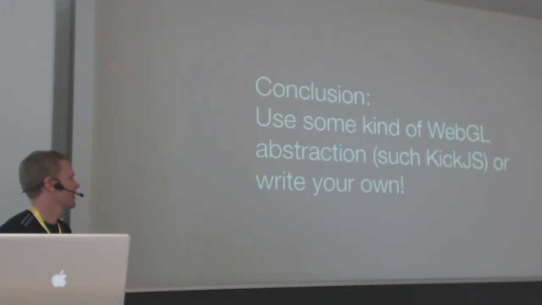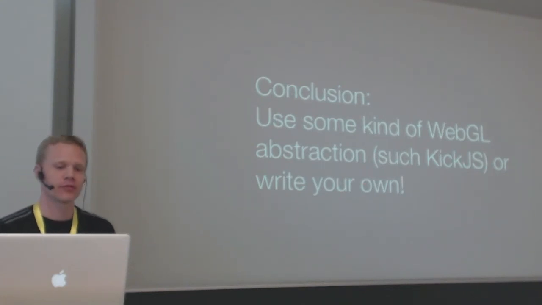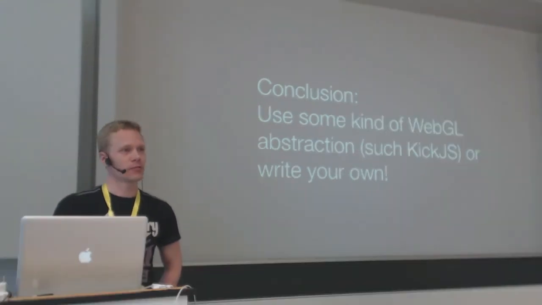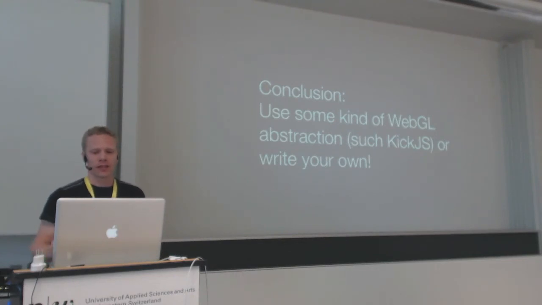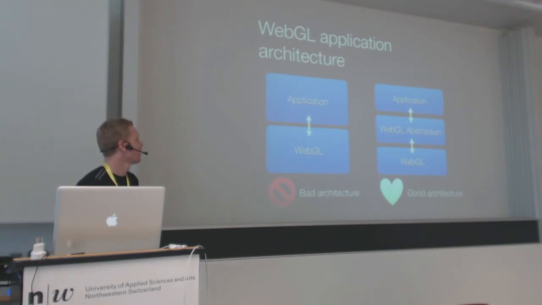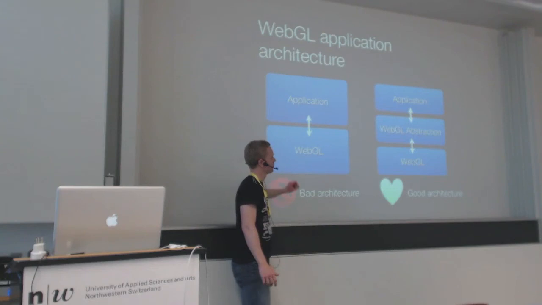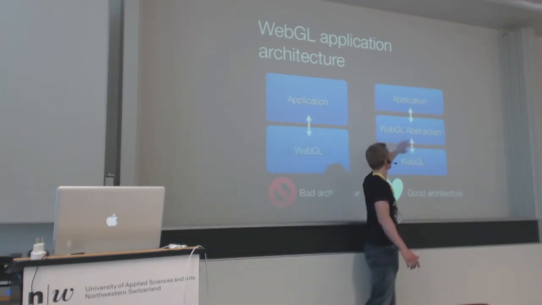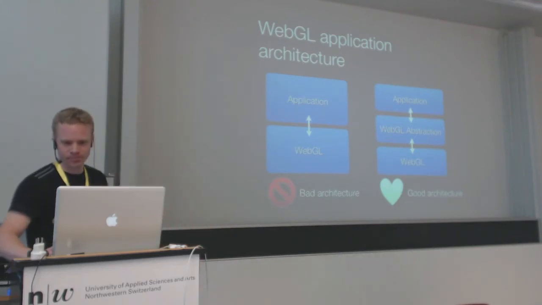So, the conclusion. I think whenever you write a WebGL application, you should use some kind of abstraction layer. This could be KickJS, or FreeJS, or anything, or maybe you could write your own. But I think that's where you should go. In other words, you should not use an architecture like this, but use some kind of abstraction where your application does not talk to WebGL directly.